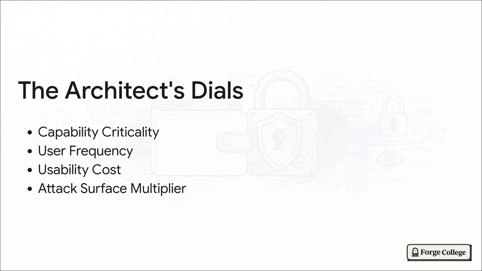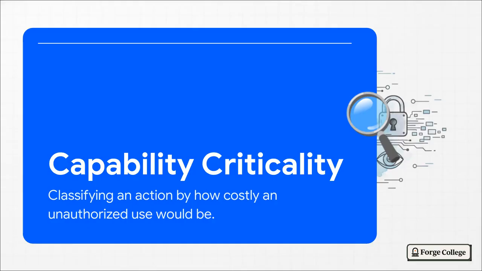First up is capability criticality. Basically, how dangerous is this action? Second is user frequency. How often does the user actually do this? Third is usability cost. How much annoying friction does this add to their day? And fourth, the attack surface multiplier. How many new failure points, like extra smart contracts or trusted third parties, are we accidentally introducing by adding this shiny new feature? Let's look a bit closer at that first dial.